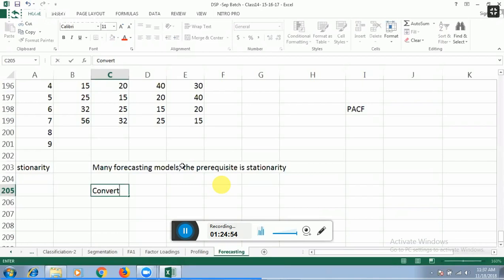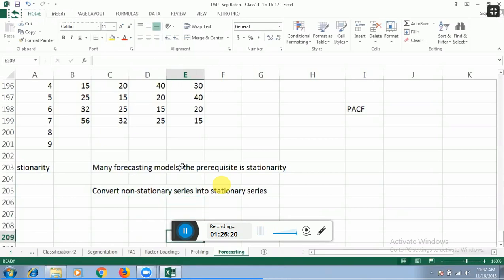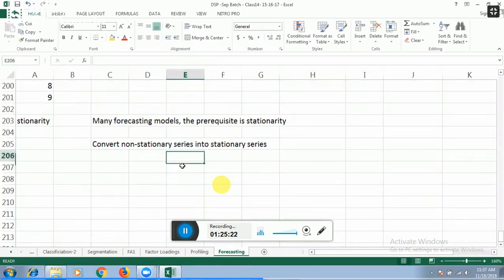So this is what exactly we need to convert. You remember, in a linear regression, if my y is not following a normal distribution, what do we do? We convert the y variable by applying some transformation in such a way that the transformed variable follows a normal distribution. Similarly here, if the series is not stationary, we will convert a non-stationary series into a stationary series. So how will you convert? There are multiple approaches we have.